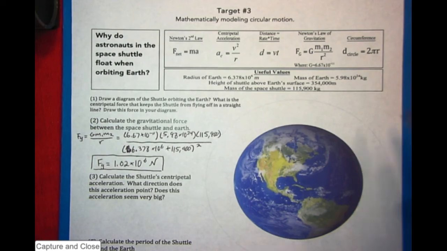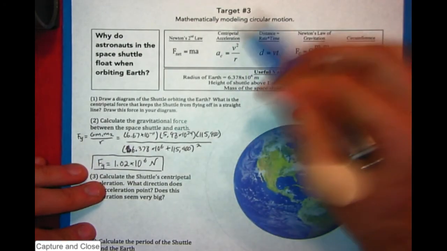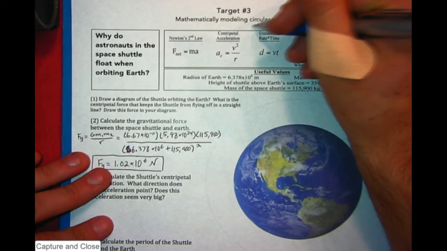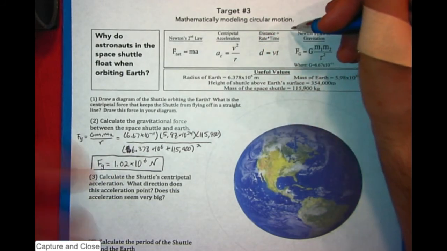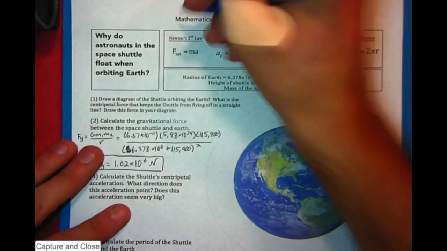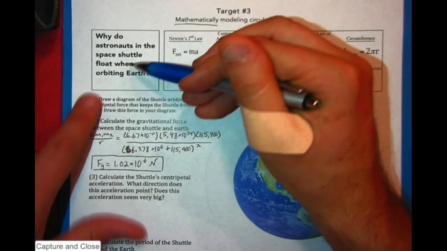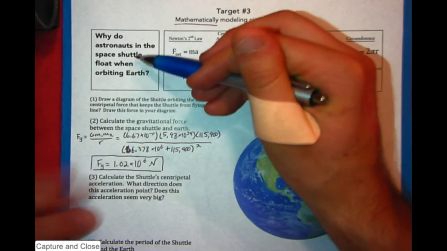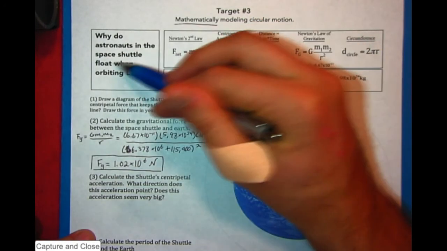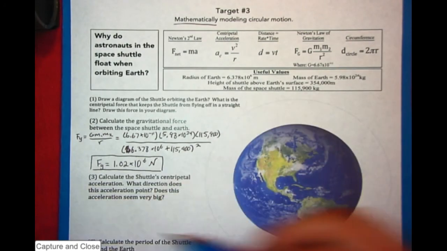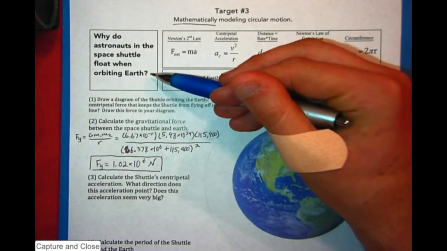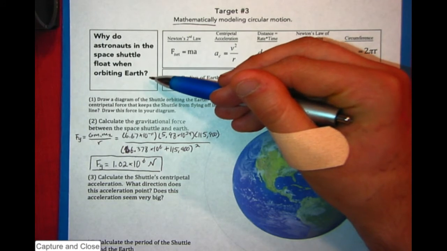Mr. Wolfe here, and I'm going to be going over target 3, which is we're going to be continuing circular motion, so target 2, but we're also going to be combining in some target 1 to mathematically model circular motion. And so I want to bring up our driving question of the unit: Why do astronauts in the space shuttle float when orbiting Earth? By doing some calculations, we could better answer this question supported by evidence.